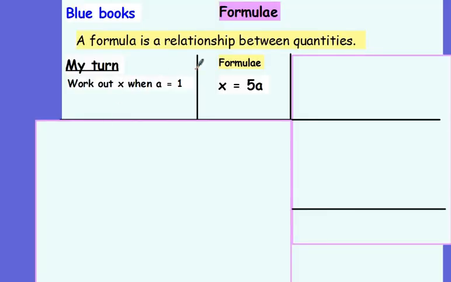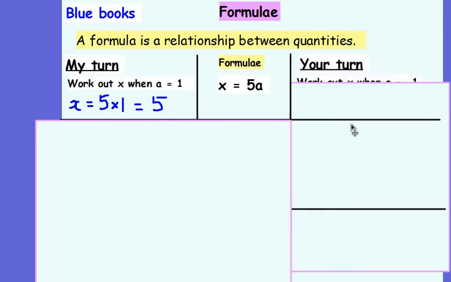Okay, Year 9, back into your dark blue books. Carrying on from where we left off, I'm going to go through an example and then you're going to do an example. Here's my example. I've been told x is equal to 5a, and I've been told to work out x when a is equal to 1. So everywhere there's an a, I need to substitute in a 1. So I've got x is equal to 5 times 1, which is what, Charlotte? 5. Great.